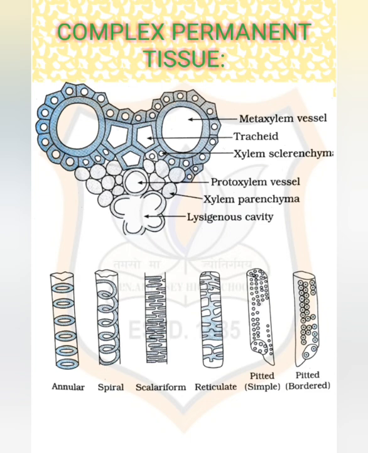Complex tissues are made up of more than one type of cells. All these cells coordinate to perform a common function. Xylem and phloem are examples of such complex tissues. They are both conducting tissues and constitute a vascular bundle.